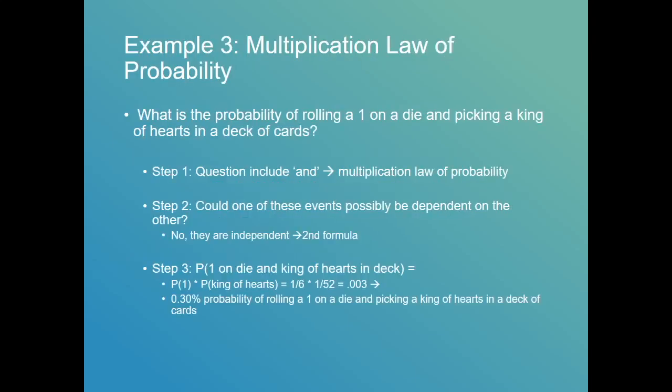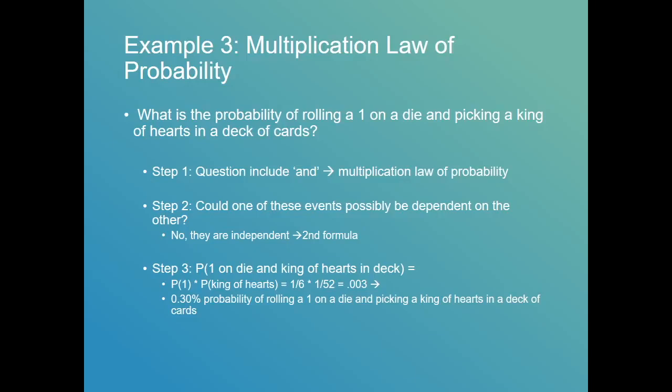So an example using this multiplication law, we want to find out the probability of rolling a 1 on a die and picking a king of hearts in a deck of cards. So I know this is not a great health related example, but it's the easiest way to get this across simply. The question includes "and," so that's our first step. So we know when a question includes "and," we're using the multiplication law of probability. And could one of these events is the second step.